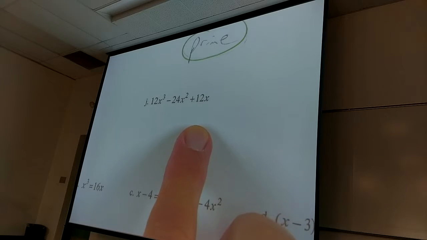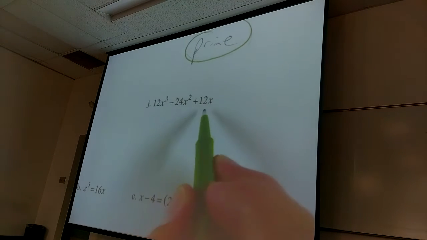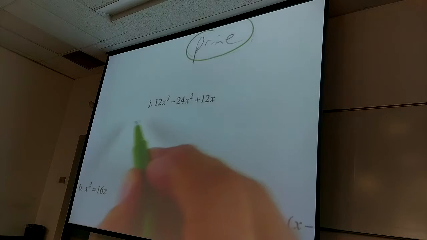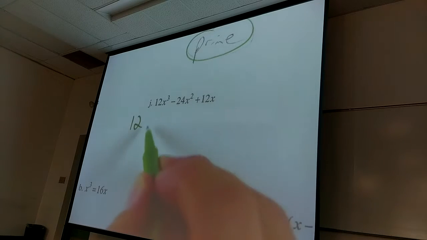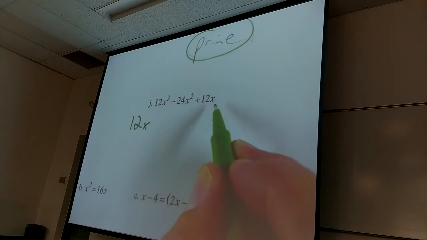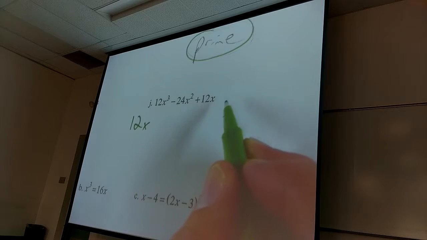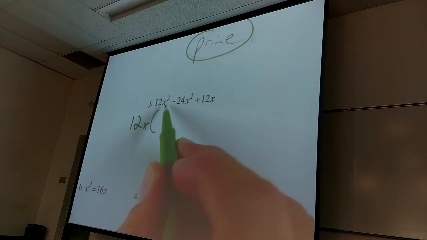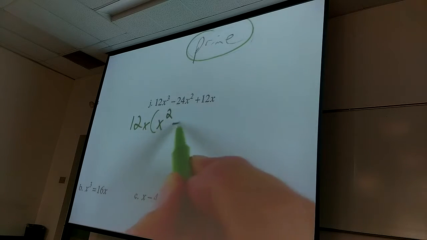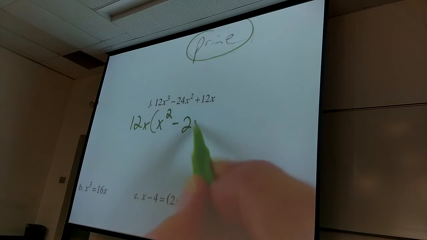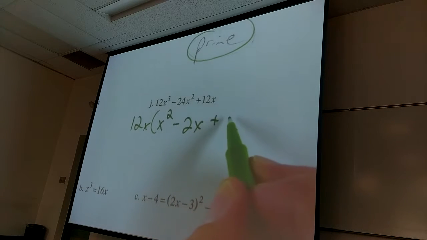Pick up the GCF. And what's the GCF in J here? 12x. Good. 12 comes out of all the numbers, and then an x is the lowest variable power, just x to the first. Then I'm left with, good, 2x is there, minus 2x, 2, and an x, plus 1.